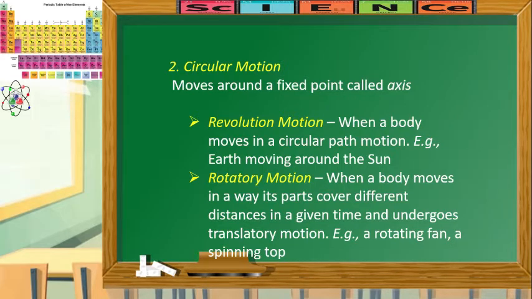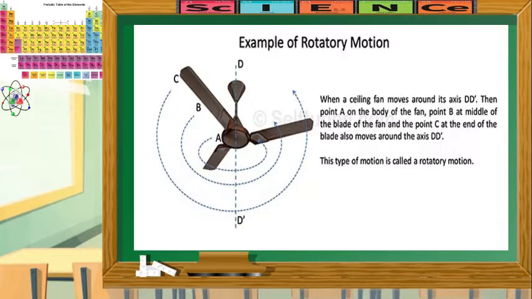The second type of circular motion is rotatory motion. When a body moves in a way that its parts cover different distances in a given time, and undergoes translatory motion. For example, a rotating fan or a spinning top. Here are the examples of rotatory motion.